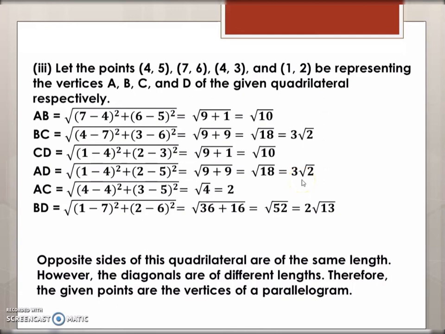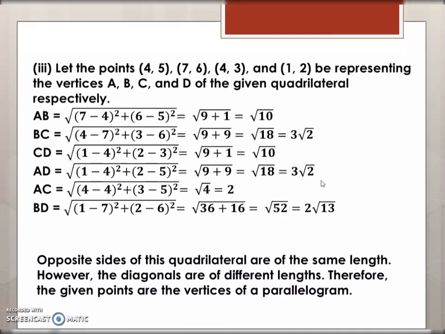So here you will observe that the opposite sides are coming of equal length. That is AB, CD, they are equal, and BC and AD, they are equal. So opposite sides are equal. So it will be a parallelogram. It can be also a rectangle. Rectangle also has got opposite sides of equal length.